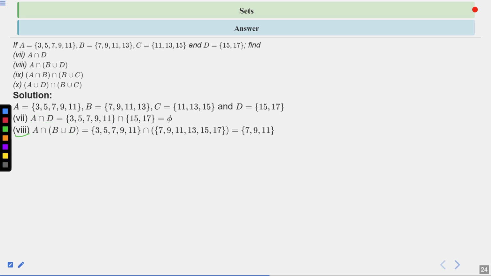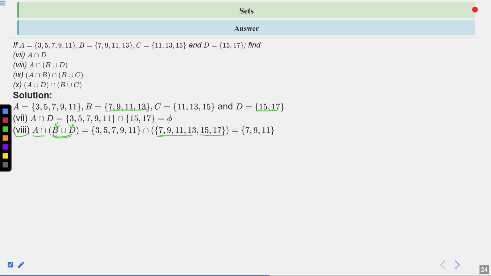Now for 8th, A intersection B union D. First find B union D. So B union D will be the collection of all the elements from set B as well as from D. So 7, 9, 11, 13, and then from D, 15, 17.